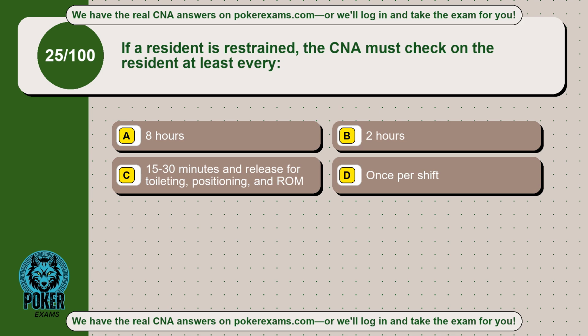Question 25. If a resident is restrained, the CNA must check on the resident at least every. Option A, 8 hours. Option B, 2 hours. Option C, 15 to 30 minutes and release for toileting, positioning, and ROM. Option D, once per shift.